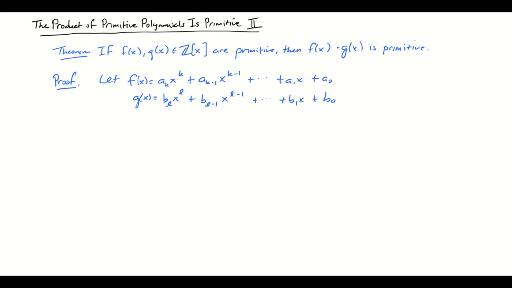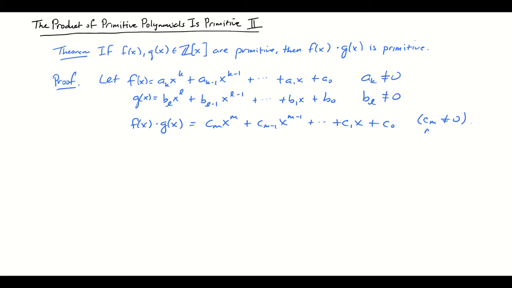Notice that the degree of g may be different from the degree of f. We're also going to stipulate, by the way, that a sub k is non-zero and b sub l is non-zero, so that the degrees of f of x and of g of x are exactly what it looks like, k and l respectively. And then we're going to let f of x times g of x equal c_m x to the m plus c_{m-1} x to the m minus 1, and so on, down to c_1 x plus c_0. And we will also stipulate c_m is not equal to 0, which means that m is going to equal k plus l. Not that we'll necessarily use all of those things later, I just want to have them in place.